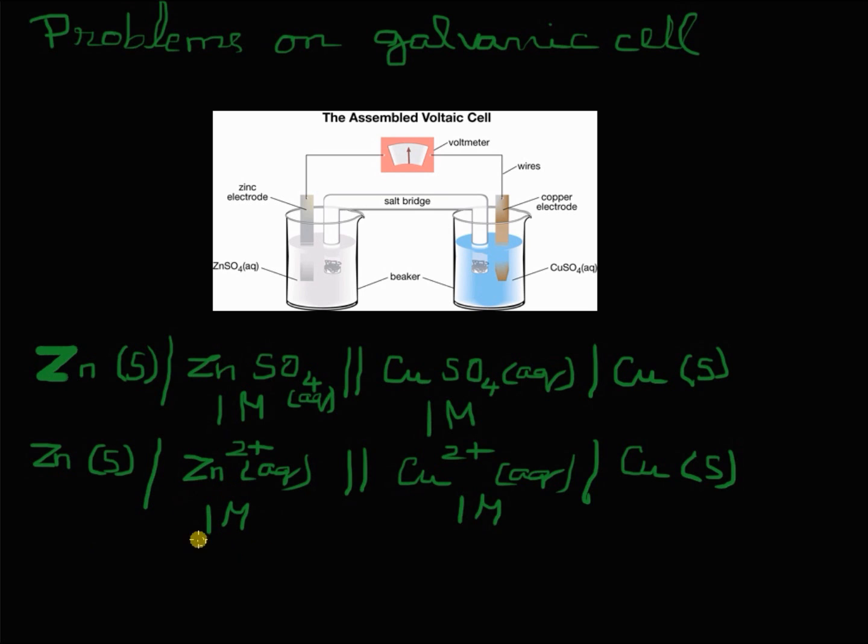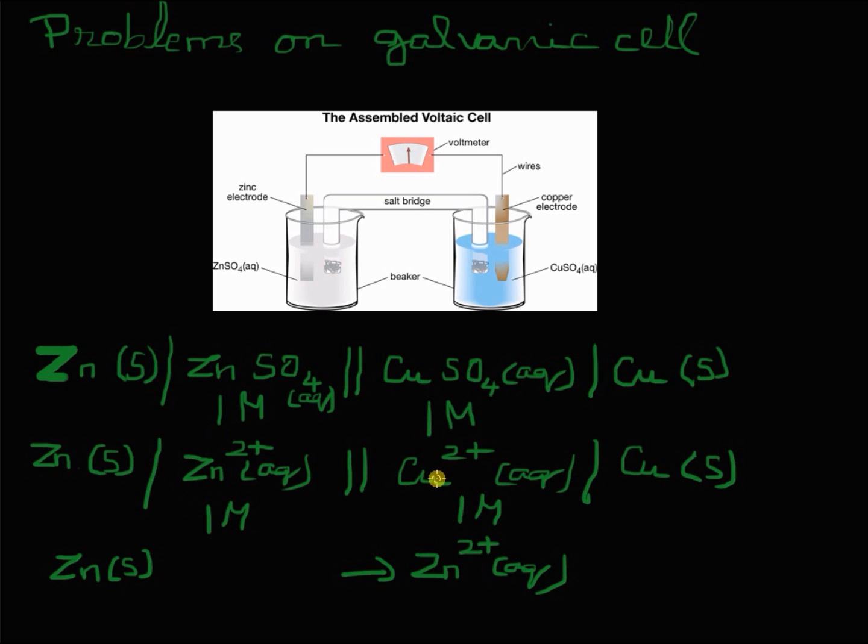How to write the chemical reaction based on which the cell is constructed. Anode metal becomes the ion. So zinc solid becomes Zn2+ ion, aqueous. See here, the metal forms the ion. So the metal is the reactant, the ion is the product. So metal we are writing on the reactant side, ion we are writing on the product side.